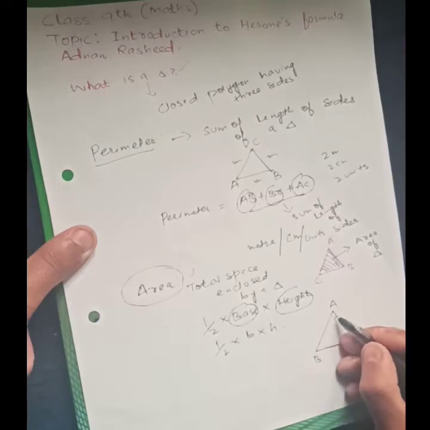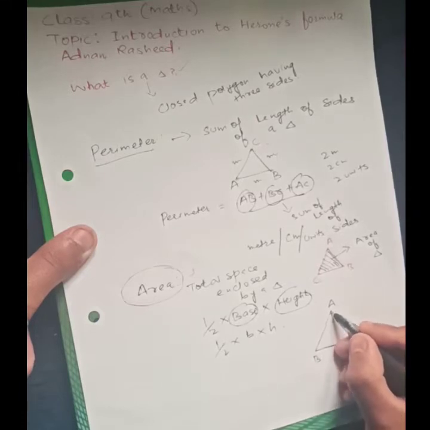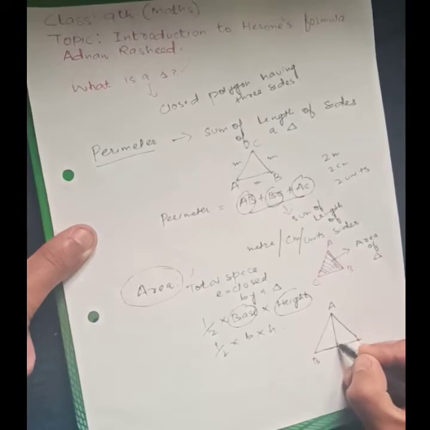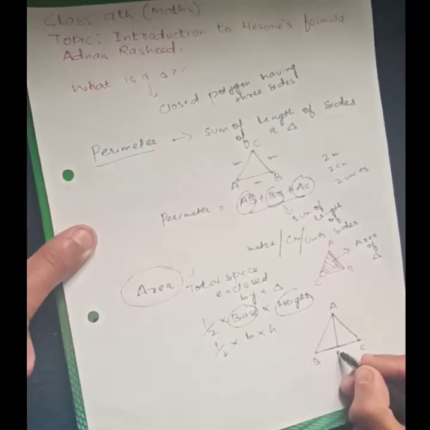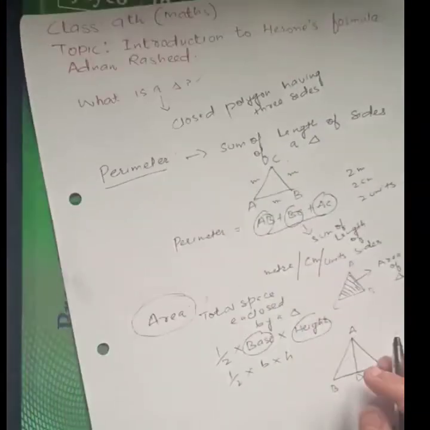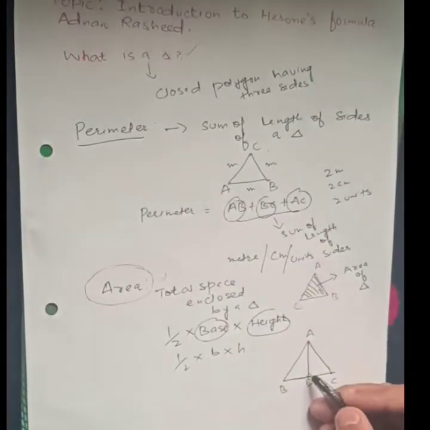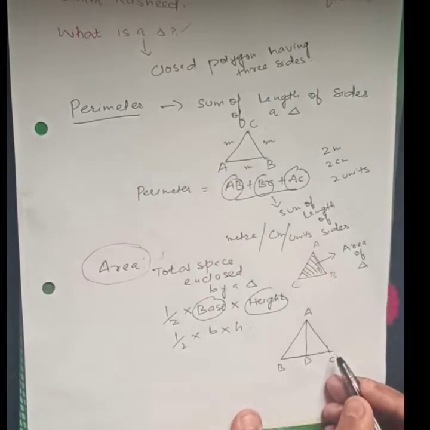BC का अपोजिट वर्टिक्स क्या है? A. Draw the perpendicular. I will draw a perpendicular. Name it as D. So AD is the perpendicular on base BC.